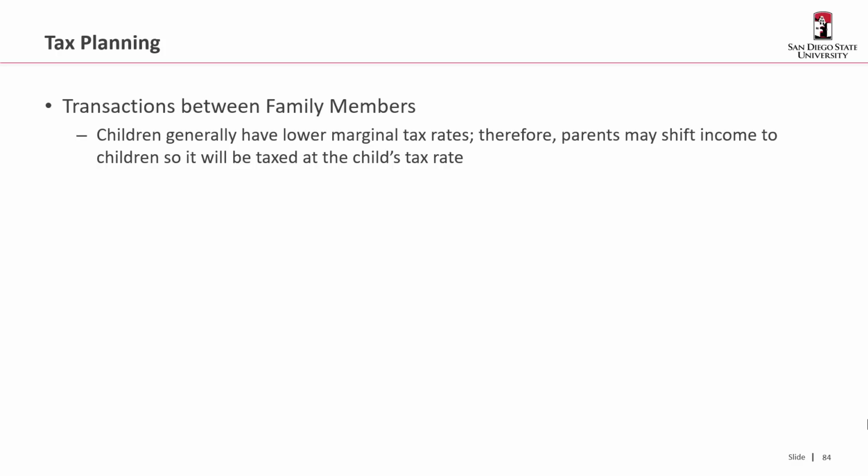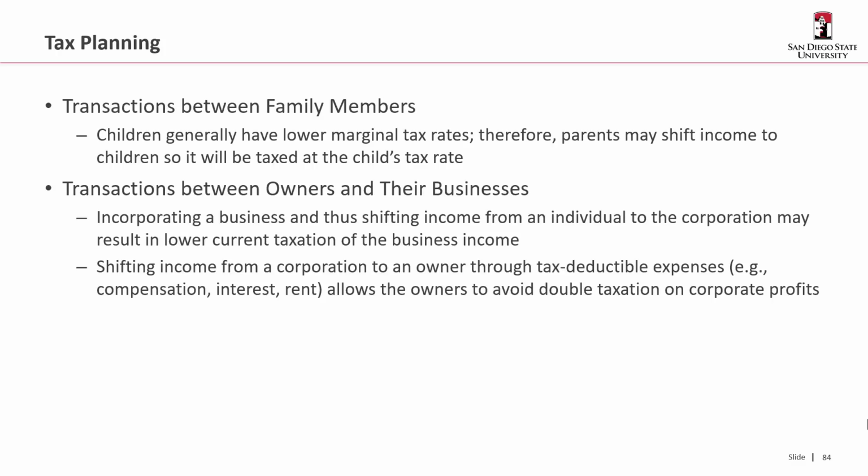Okay, to continue our discussion of income shifting, we talked briefly about Mr. Krabs shifting income to his daughter Pearl, right? Because children generally have lower marginal tax rates, and therefore parents often work to shift income to children, so it will be taxed at the child's tax rate. And we know the kiddie tax is one way of shutting that down to the extent it's unearned. We can also do that between owners and their businesses. So, for example, incorporating a business and shifting income from the individual to the corporation can result in lower taxation.